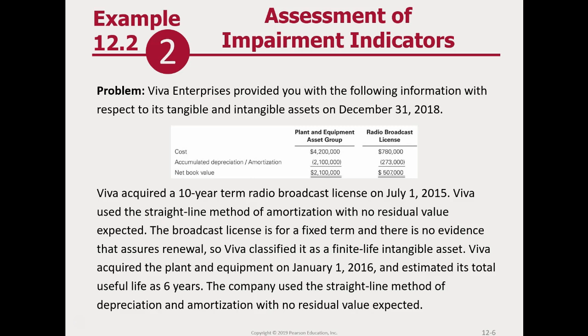Let's walk through an example of an impairment as it relates to Category 1, which is property, plant, and equipment, and intangibles with finite lives. So what we have is Viva Enterprises, and they have a bunch of property, plant, and equipment, and also intangibles, and specifically we're given some information on one plant and equipment asset group, and then also on a radio broadcast license. The license has a 10-year term, and the plant and equipment has a useful life of 6 years still. They use straight line depreciation for both of these.